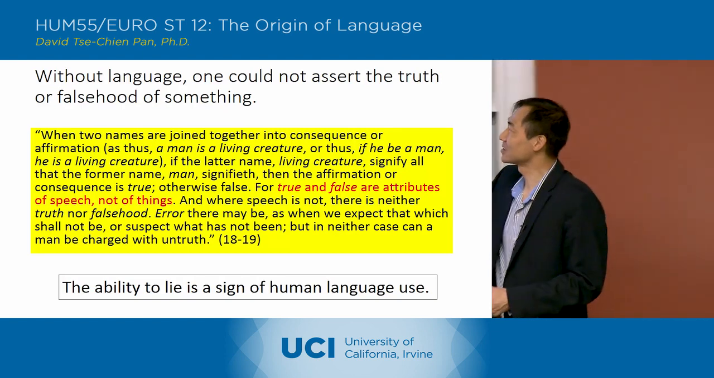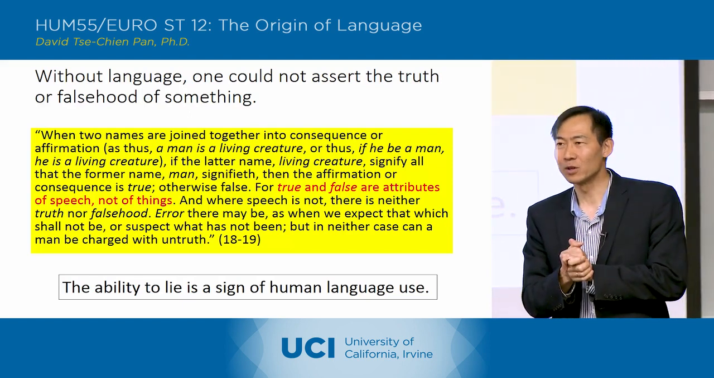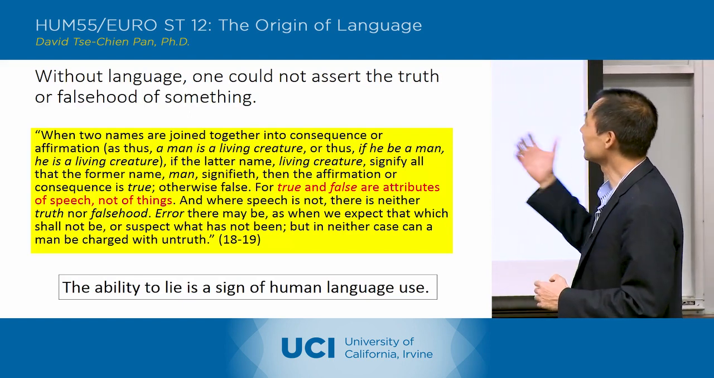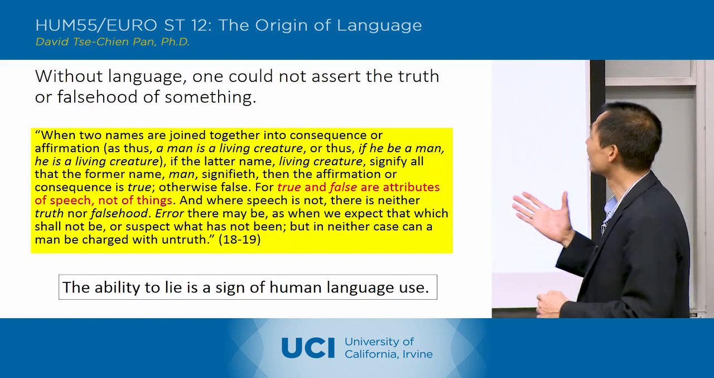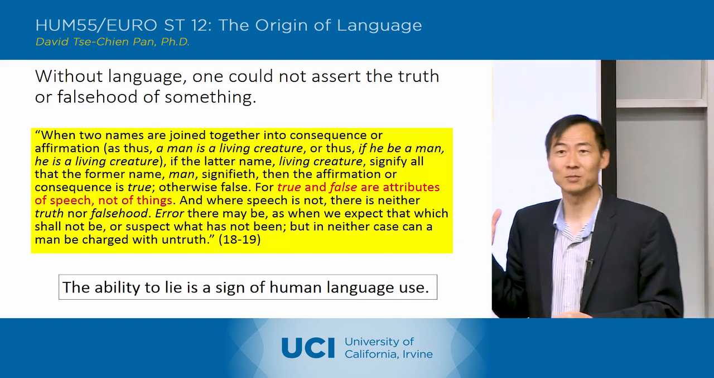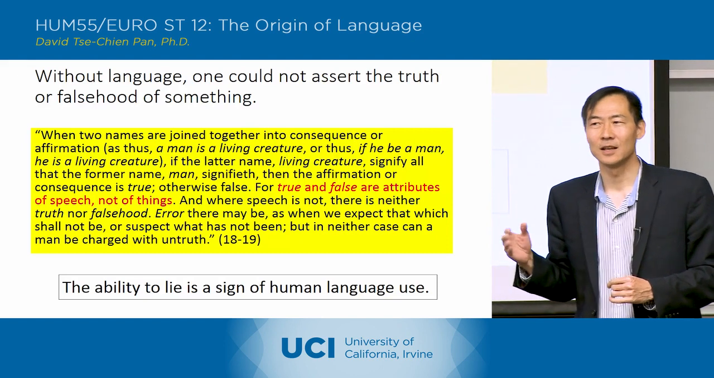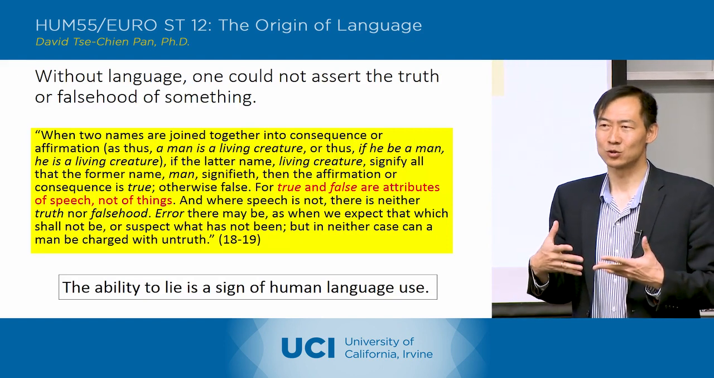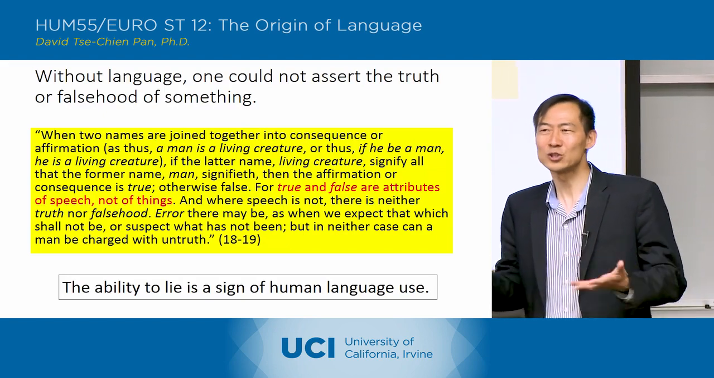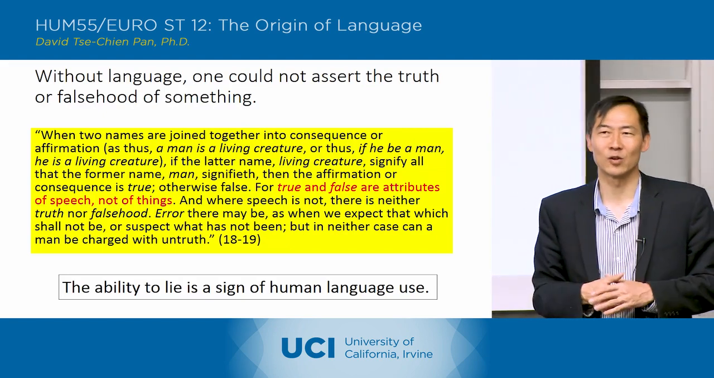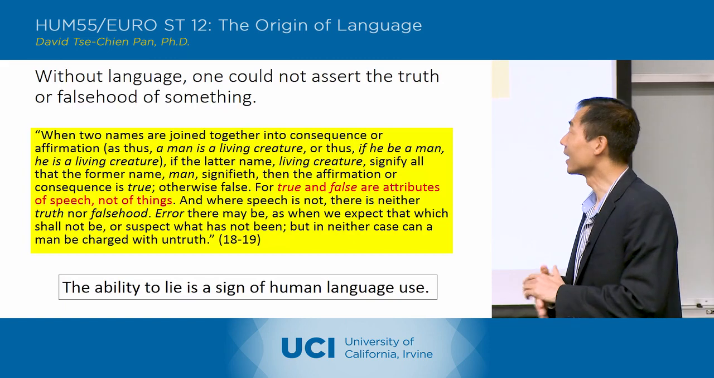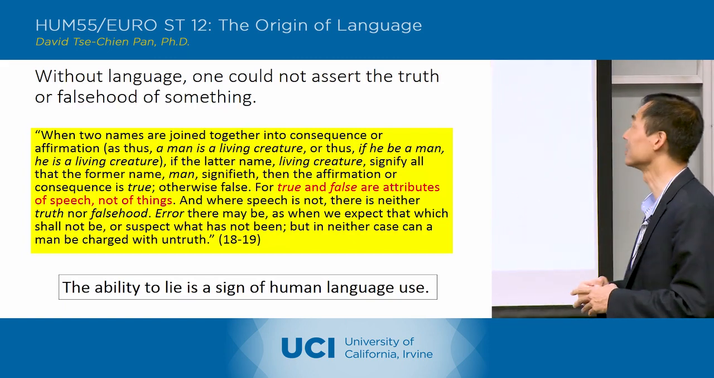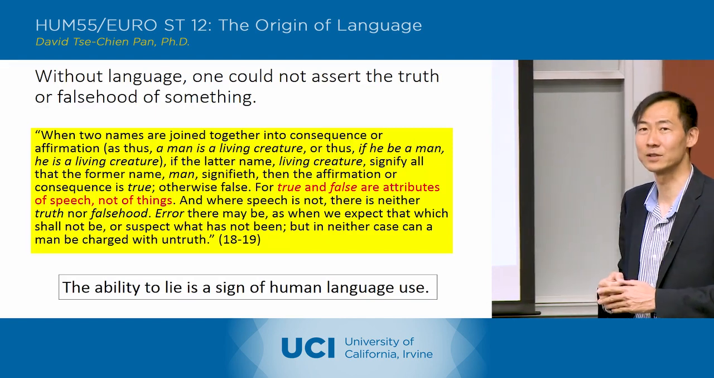So I'm going to pick out this sentence, which is an important one for the section that you read for today. The first thing we want to notice here is that Hobbes is insisting that you can't say anything that's true or false, or there is no concept of true or false without language. He's explaining it with this passage, and I'm just going to read it because we're going to go over it carefully.